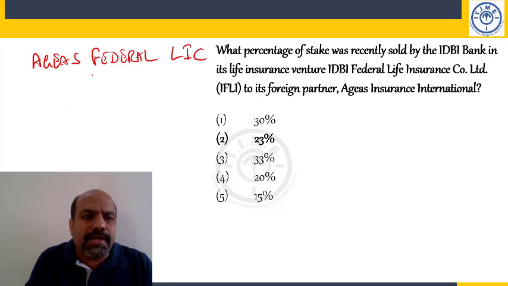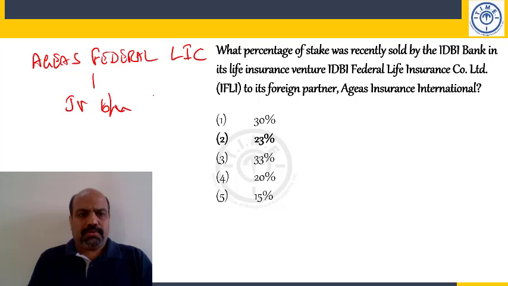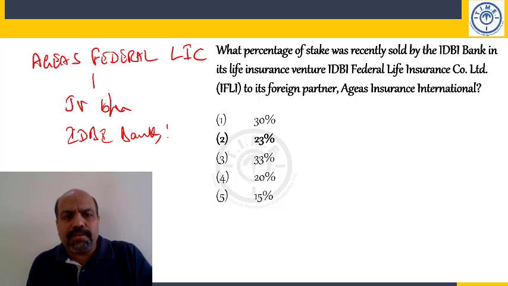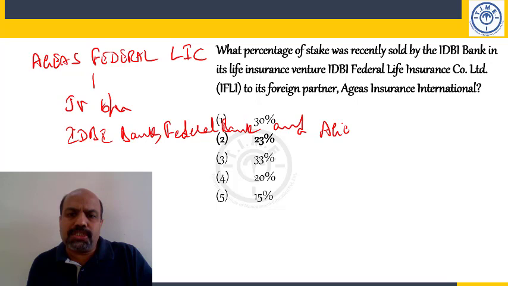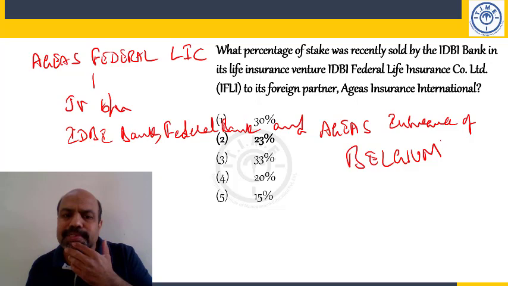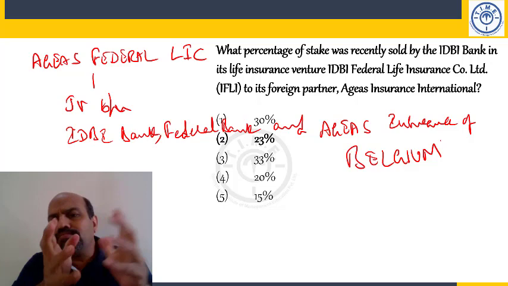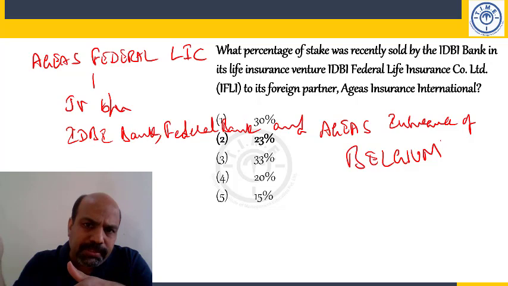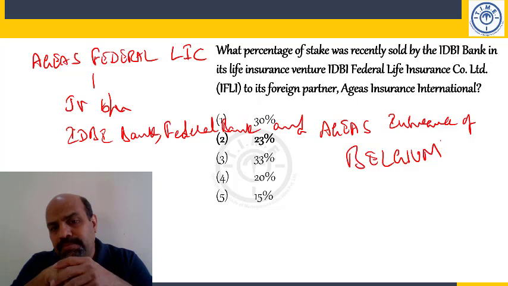It is a joint venture between IDBI Bank, Federal Bank and Aegis Insurance of Belgium. It's a Belgian company headquartered in Brussels, the capital of Belgium. IDBI had a 48% stake in this. They sold 23%, and now they still have a 25% stake in this.